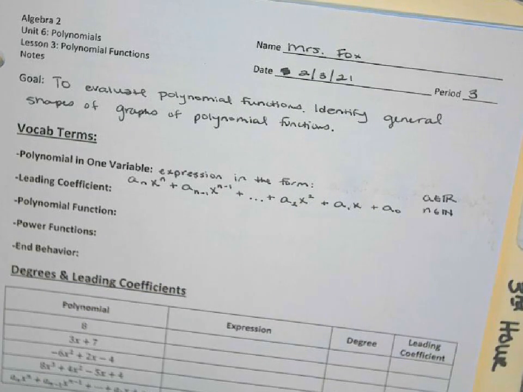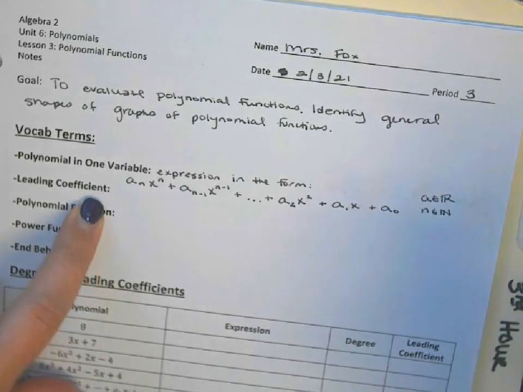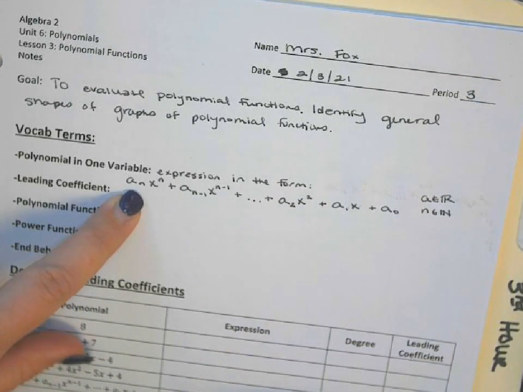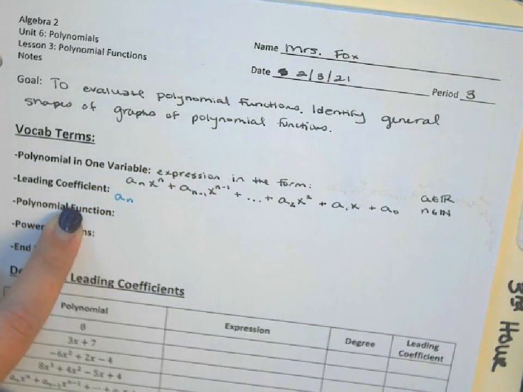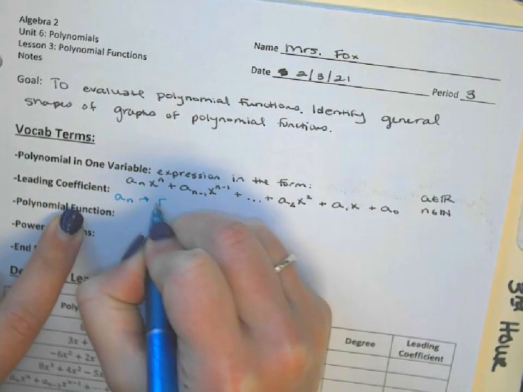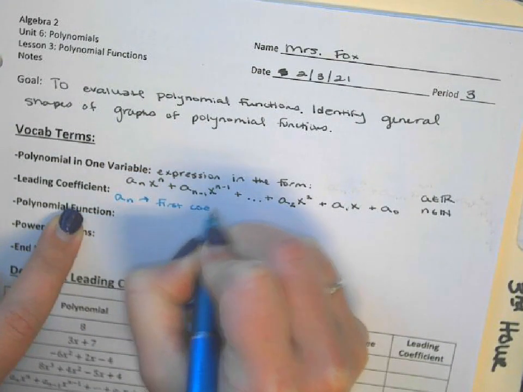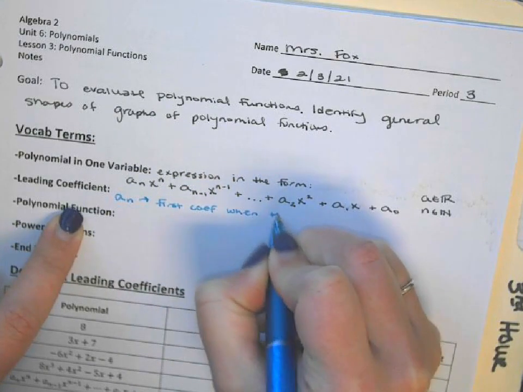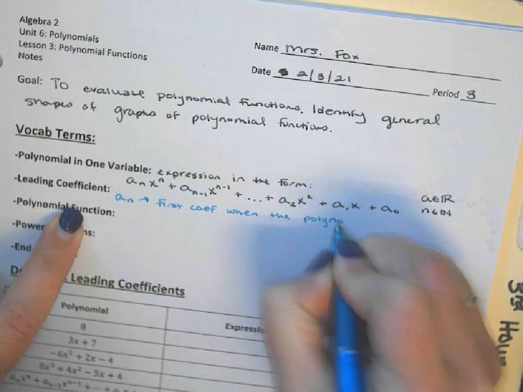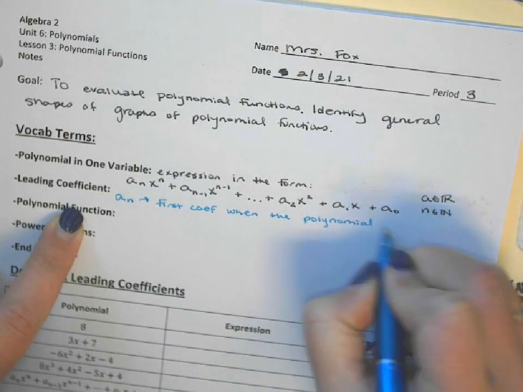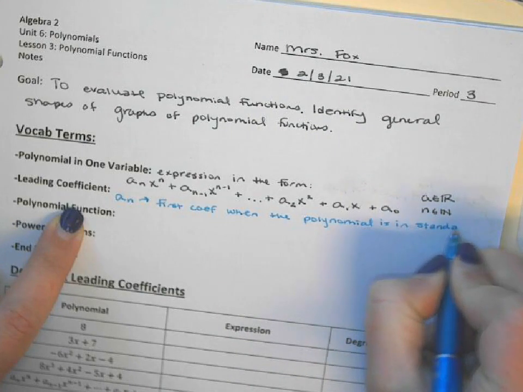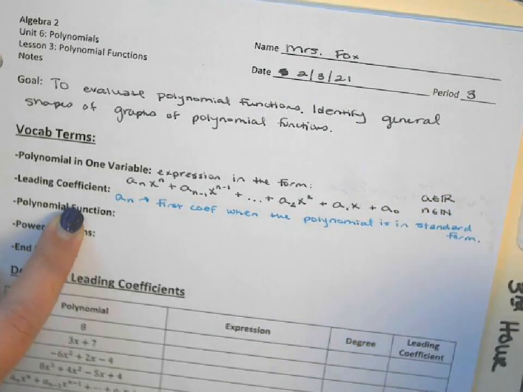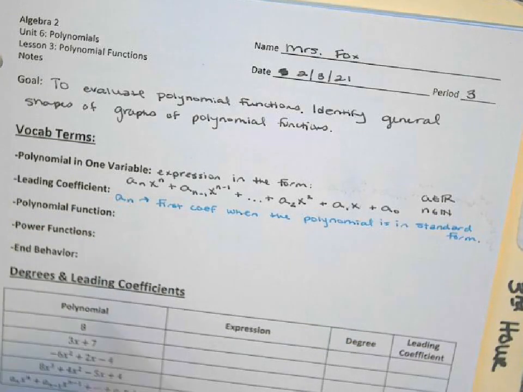All right. Our leading coefficient is always going to be the very first coefficient, the one that goes with the highest degree. In our general form, it is a sub n. It is the first coefficient when the polynomial is in standard form. As long as it's in standard form, your leading coefficient is the number that is out front.